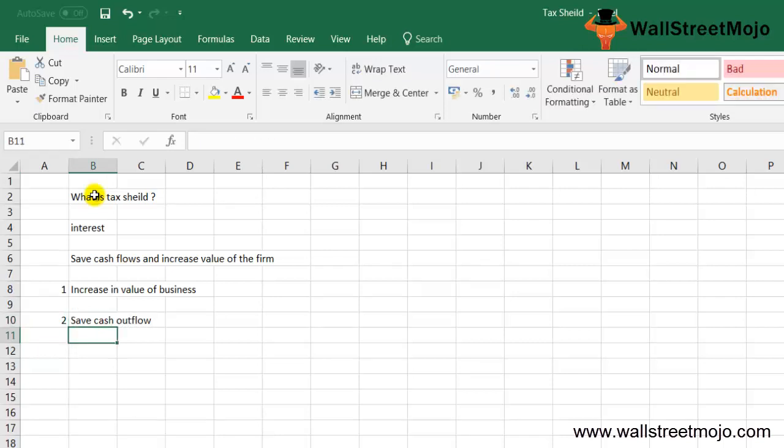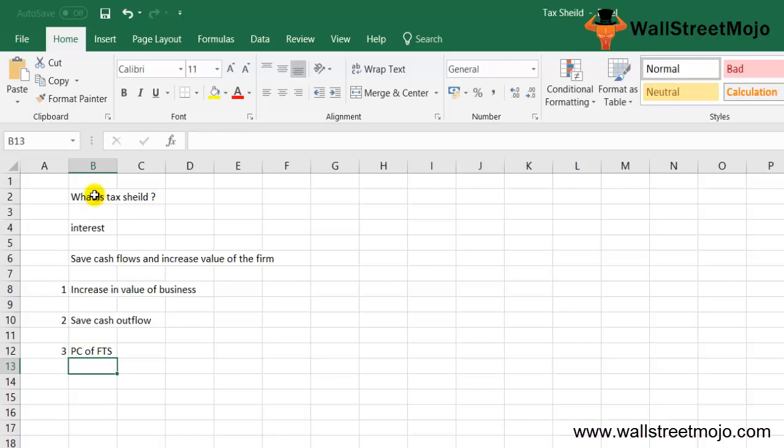So tax shields come in various forms and involve types of expenditures that are deductible from the taxable income. In simple words, you can say a tax shield is the present value of future tax savings attributable to the tax deductibility of a particular expenditure in the profit and loss account.